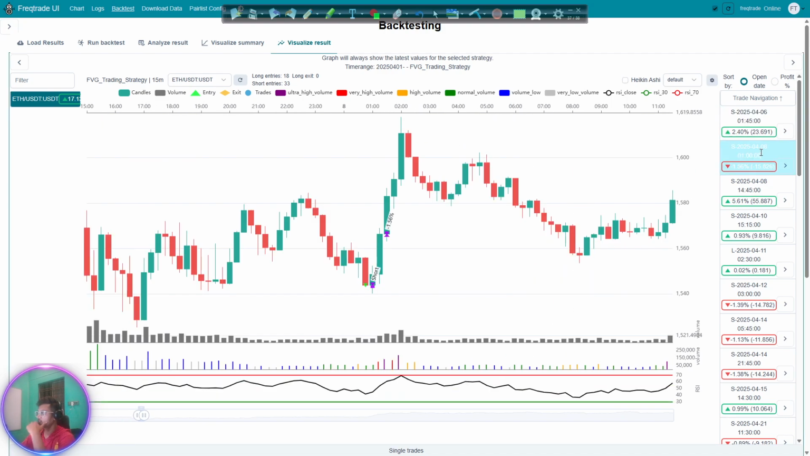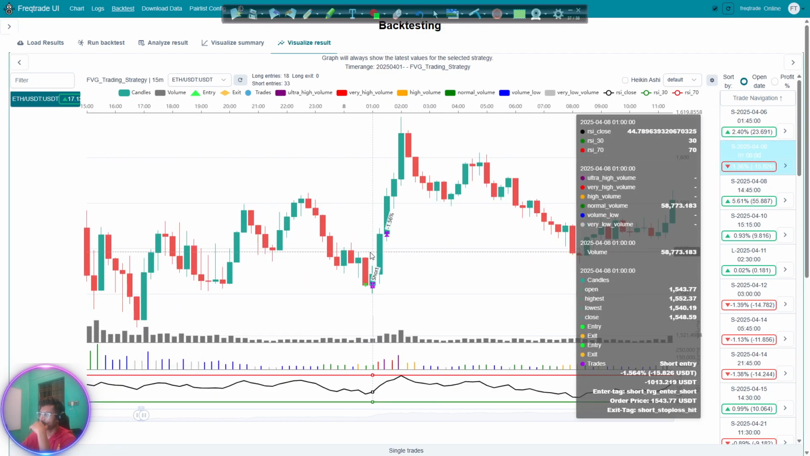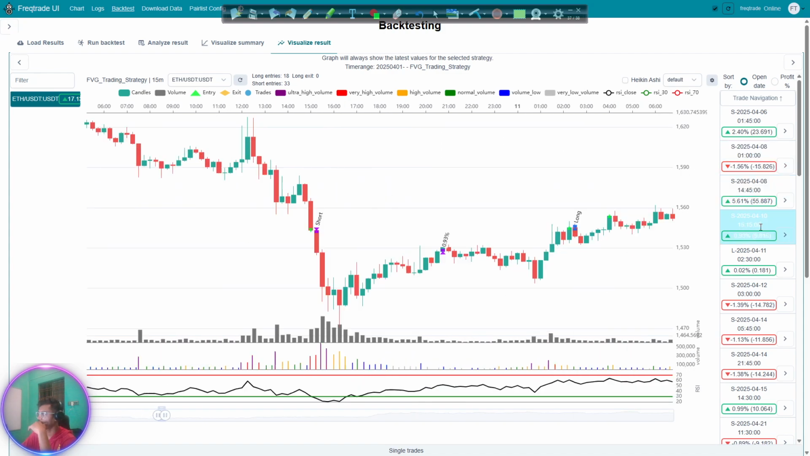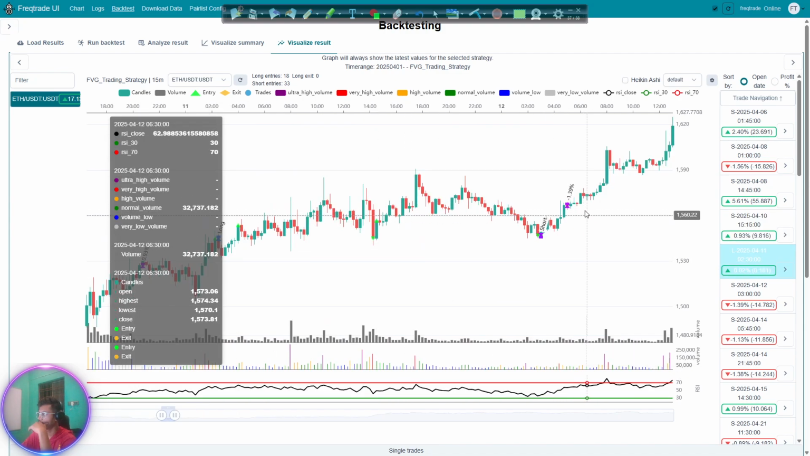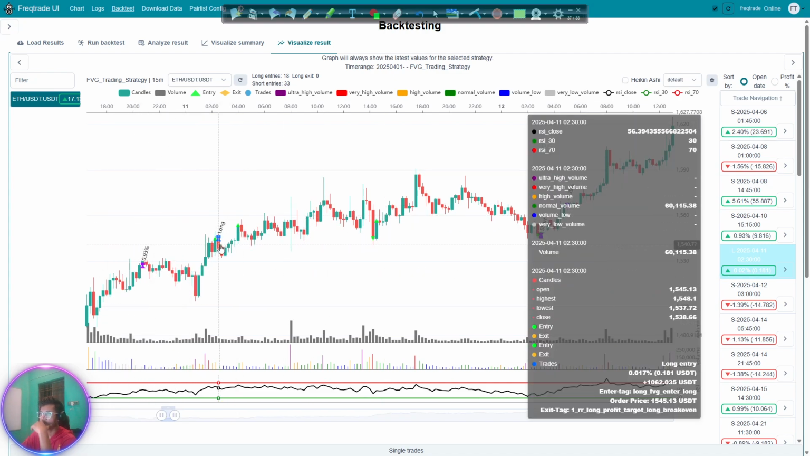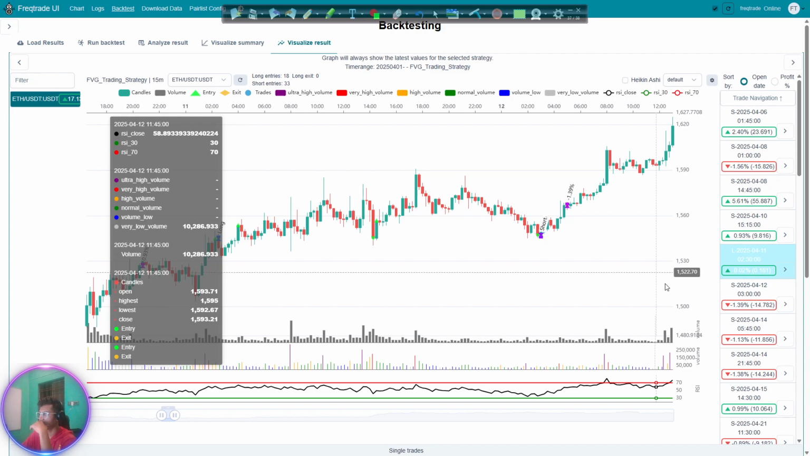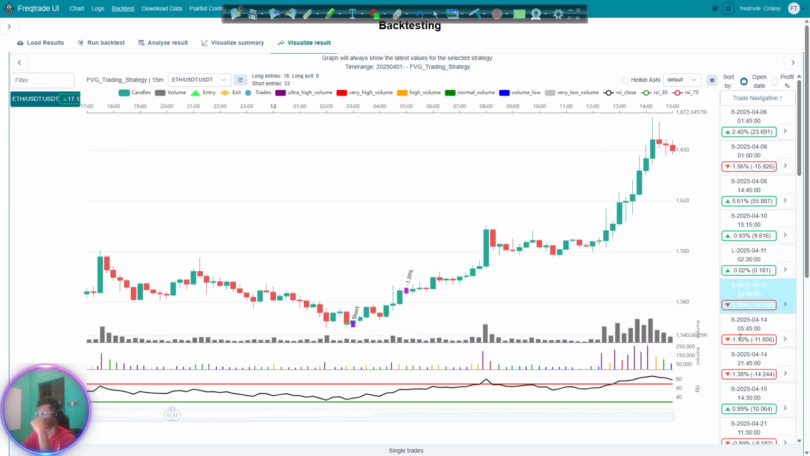So we can go to the next trade. Here it took short and it hit the stop loss there. Another short, profitable. Another short, profitable. Another short. This was a bit losing trade. No, this was long trade. Sorry, yeah. Exited on trailing stop. Yeah.